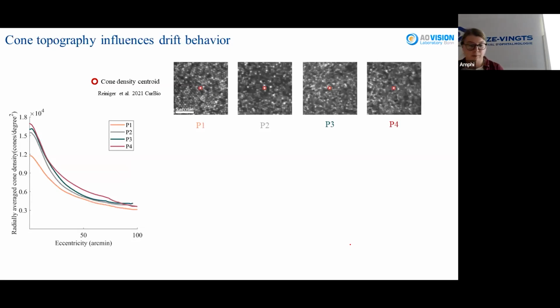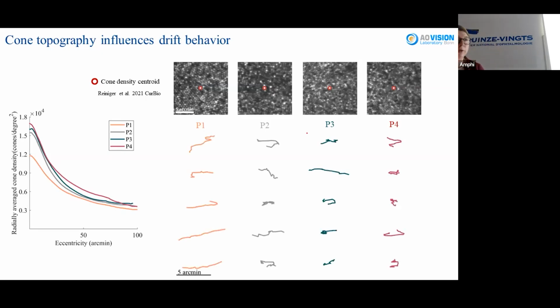And in our system, our main advantage is that we can resolve each individual cone on the fovea. So here we plotted foveal profiles for 4 participants. We have one participant with a relatively low cone density, centered across the cone density centroid, and some participants on the higher end of the cone density. Here I plotted some parts of the retina for these 4 participants. For participants with the lowest cone density, we can see each individual cone perfectly, but with increasing cone density our resolution drops a bit, even so we can still resolve each individual cone. And so we wanted to check how cone topography influences drift behavior.